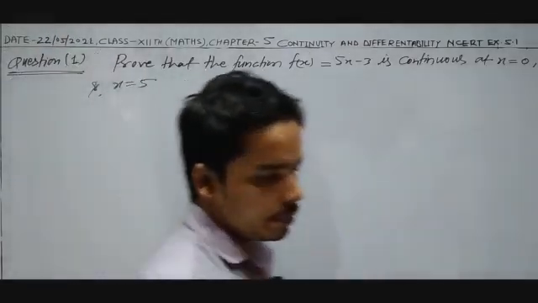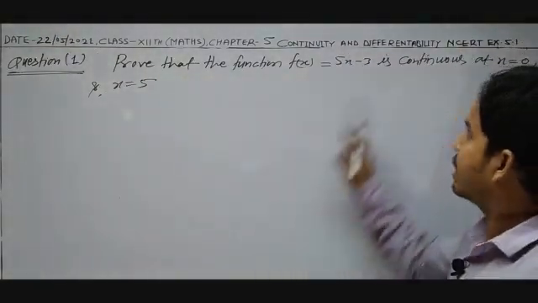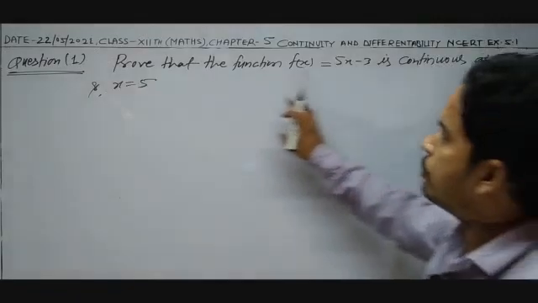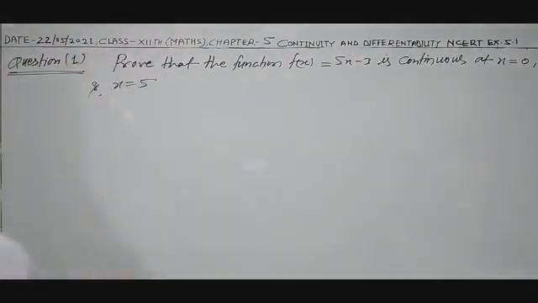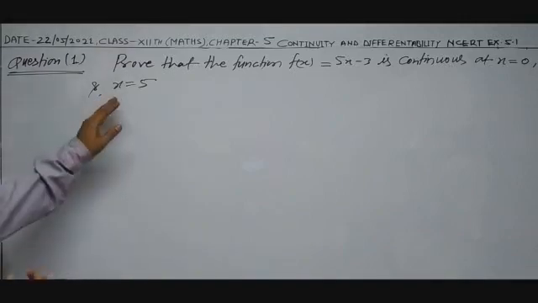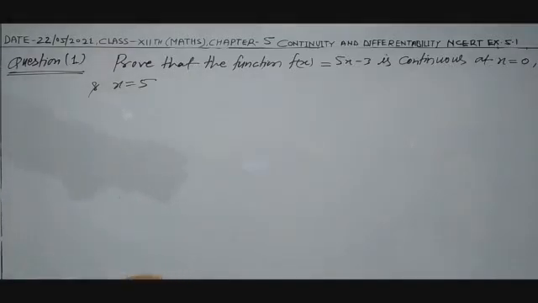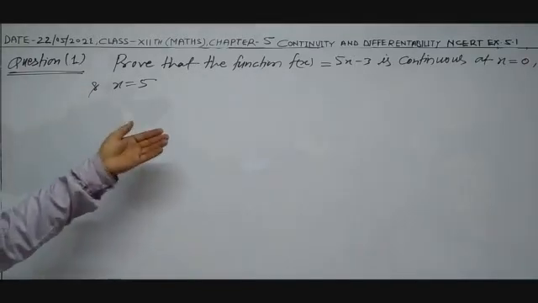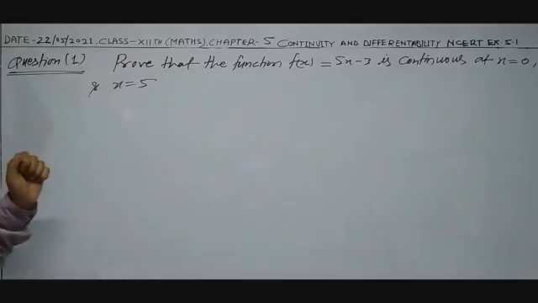Now see question number 1 of NCERT exercise 5.1. Prove that the function f(x) is equal to 5x minus 3 is continuous at x is equal to 0, at x is equal to minus 3 and x is equal to 5. So at 3 points we have to check that the function is continuous. So the continuity condition, left hand limit, right hand limit and the value of the function at a given point, we can use here. So see the solution.